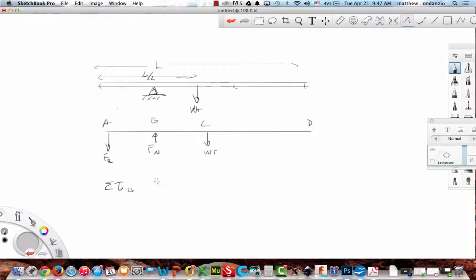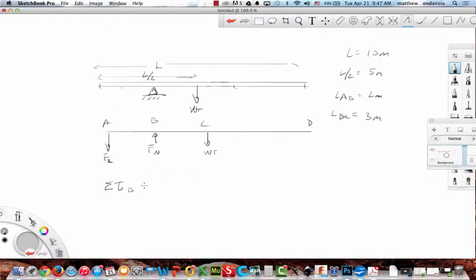So we can say the sum of the torques is going to be equal to, and let's put some numbers here, okay? So let's say L is equal to 10 meters. That means L over 2 is equal to what? 5 meters. And let's say from A to B, let's call that 2 meters, okay? So if A to B is 2 meters, what's the length from B to C? 3 meters, right? Yeah, because it's 5, and this is 2. It's 2 to here, 5 to here. That's got to be 3, right?